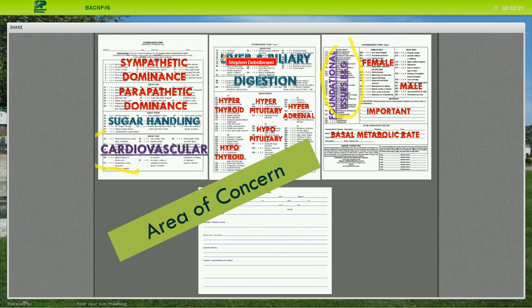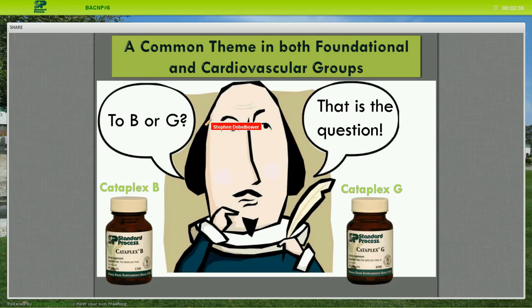Now we've already spoken about liver and digestion and sugar handling. So we're going to call these non-vital areas the areas of concern. So our first few are B and G, and that's what our topic is going to be mostly about today. So this is a common theme for both this foundational group and the cardiovascular group in the symptom survey. And that question is, at its basis, 2B or 2G.